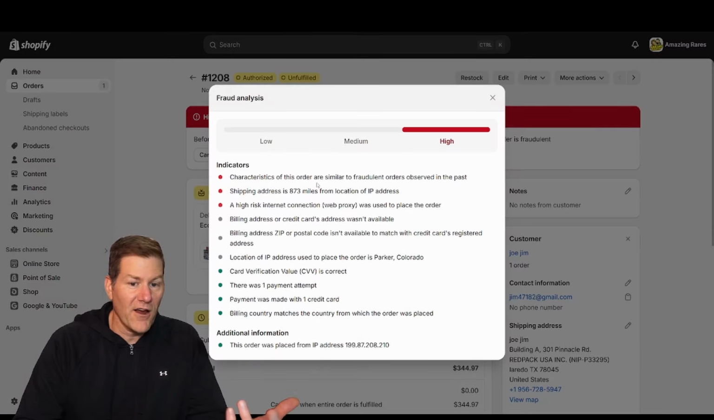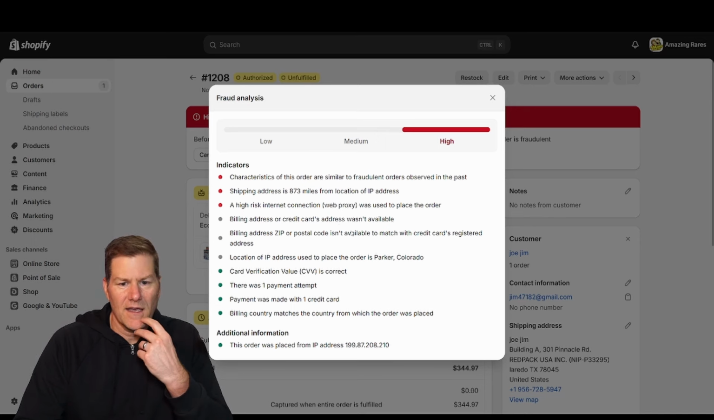They're saying that characteristics of this order are similar to fraudulent orders observed in the past, that the shipping address is 873 miles from the IP address. There's a high risk internet connection. Basically, they're using a proxy server in order to place this from outside of their country.